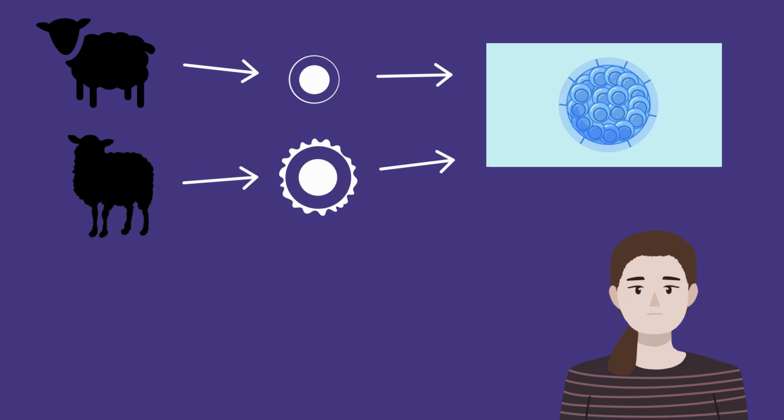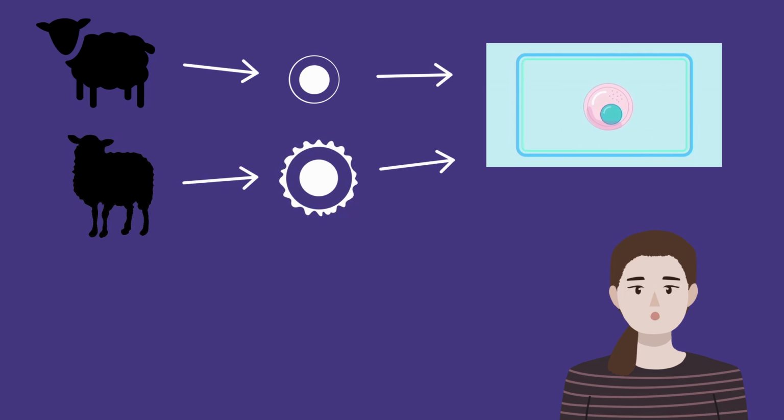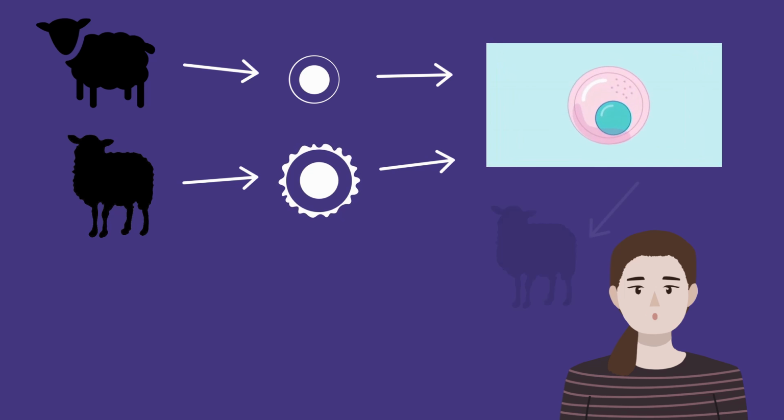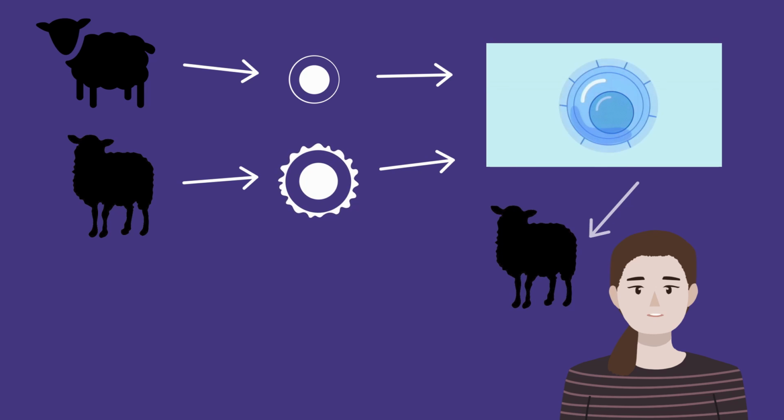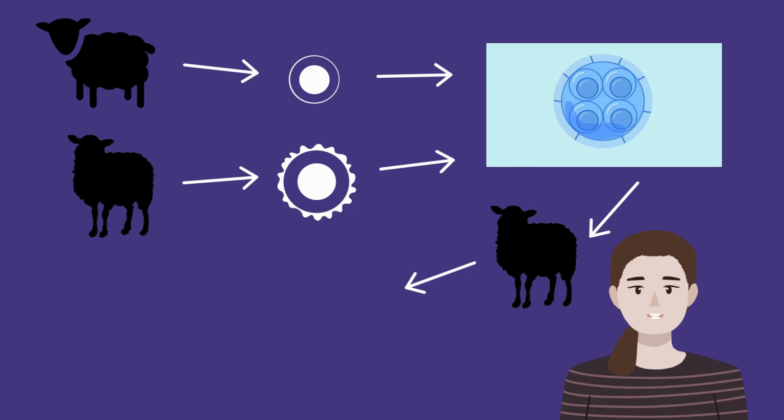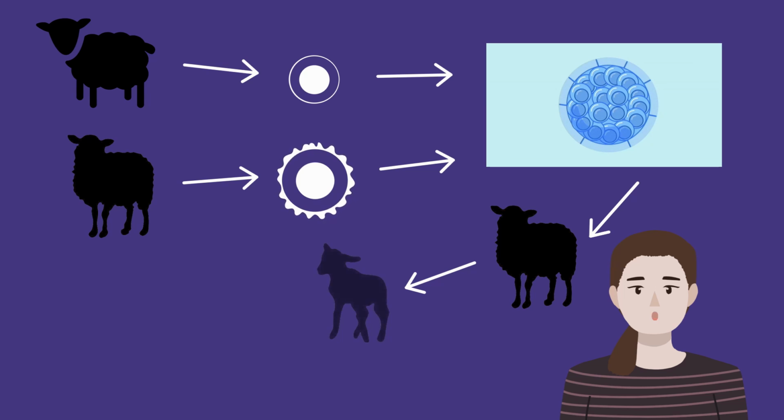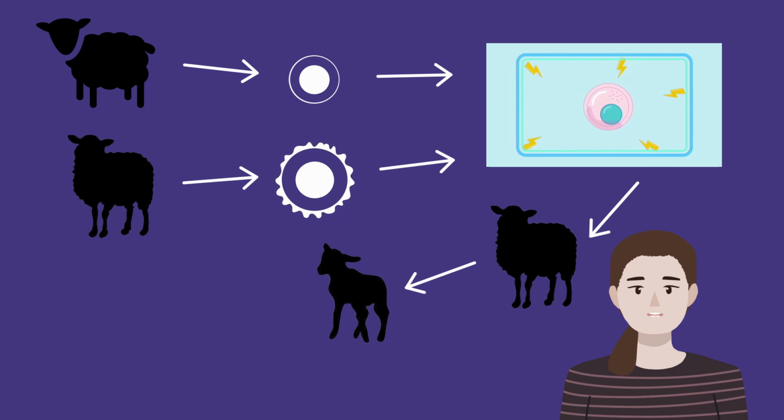In both processes, the egg is allowed to develop into an early-stage embryo in the test tube, and then is implanted into the womb of an adult female animal. The adult female gives birth to an animal that has the same genetic makeup as the animal that donated the somatic cell. This young animal is referred to as a clone. Reproductive cloning may require the use of a surrogate mother.